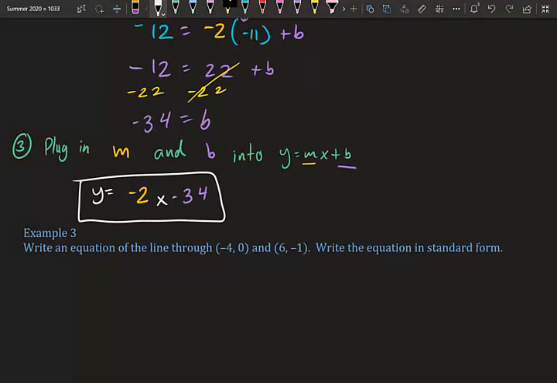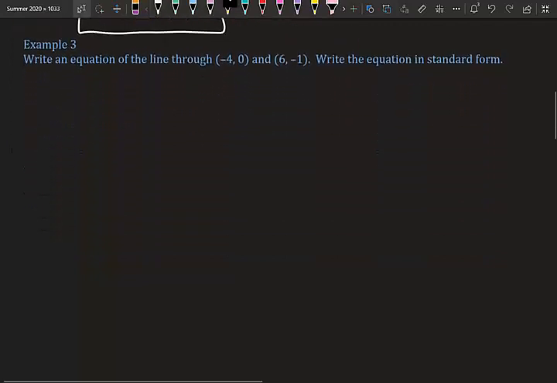These are the steps every time you want to find a line given certain things. You can be given a slope, 2 points, and certain other things. You'll learn later on. Okay, let's write an equation of a line through (-4, 0) and (6, -1). We're going to write it in standard form. Since we see equation, line, we know we're going to use those 4 steps, in this case 4, because we have to do standard form.